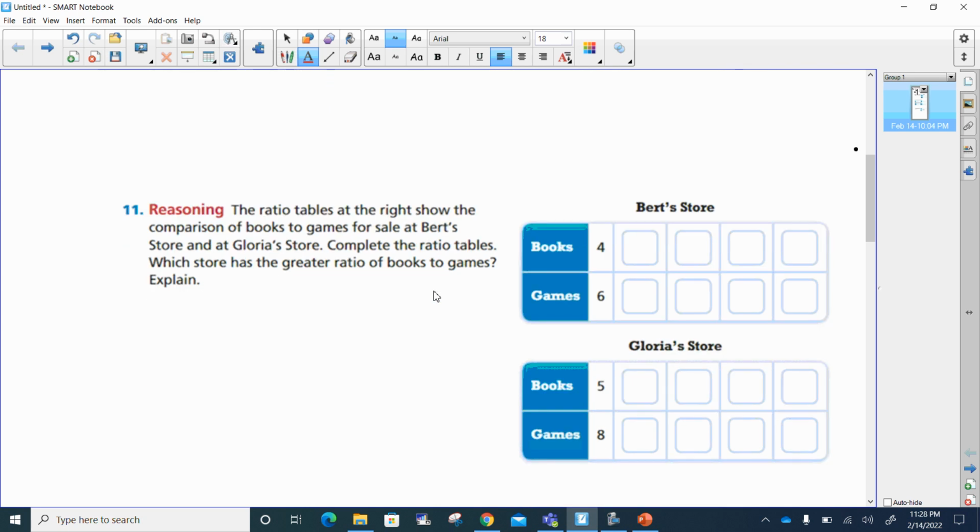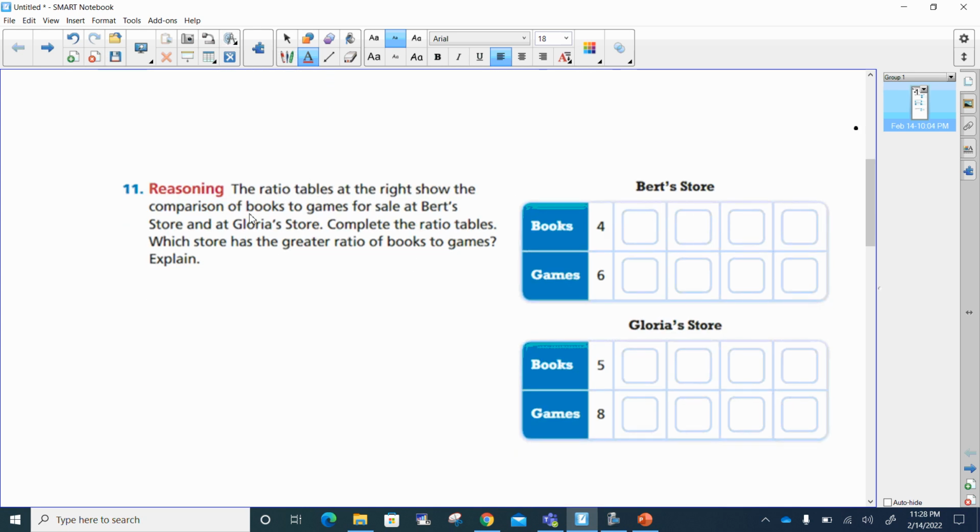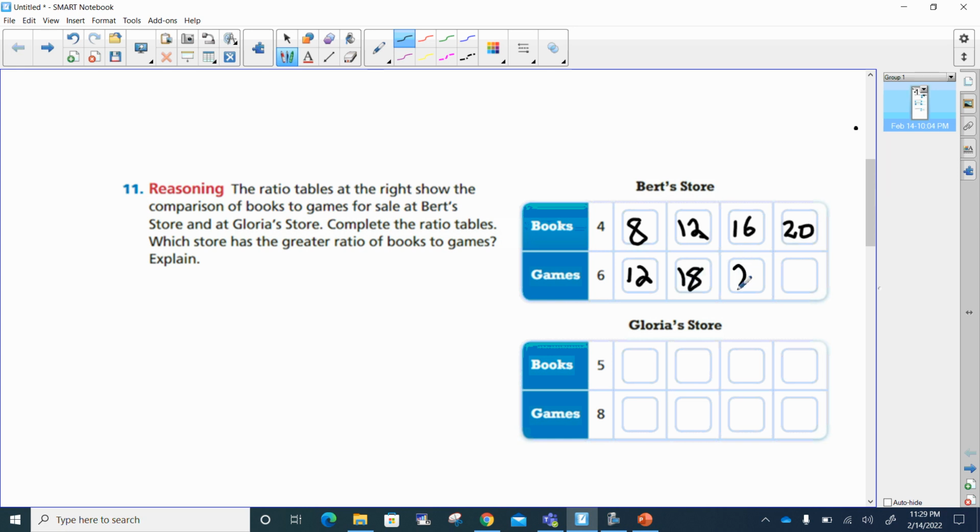Let's go to number 11. The ratio table at the right shows the comparison of books to games for sales at Bert's Bookstore and Gloria's. Complete the ratios. If I get 4 books for 6, then 8 books will give me 12. We're doubling it. If I add 4 more books, that'll give me 16. And if I add 4 more, I get 20. Now, if I add 6 more games here, I'm going to get 18, then 24, and then 30.